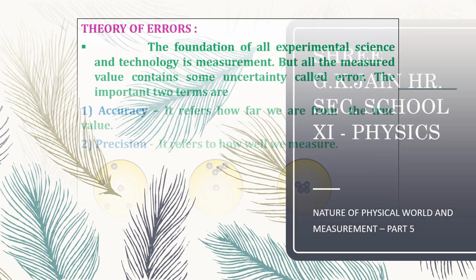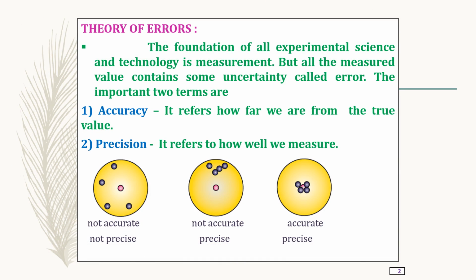Theory of errors. The foundation of all experimental science and technology is measurement. But all measurement values contain some uncertainty called errors. The two important terms are accuracy, which refers to how far we are from the true value, and precision, which refers to how well we measure.